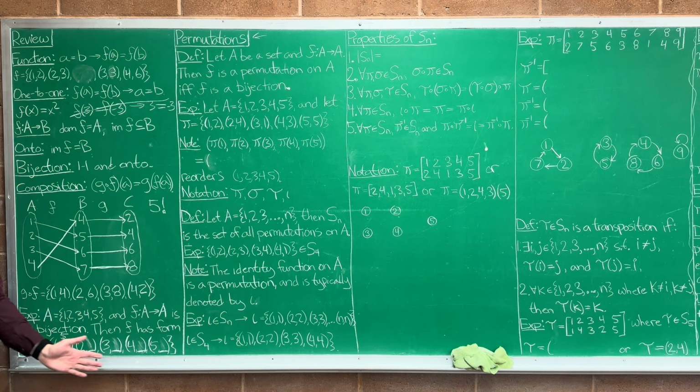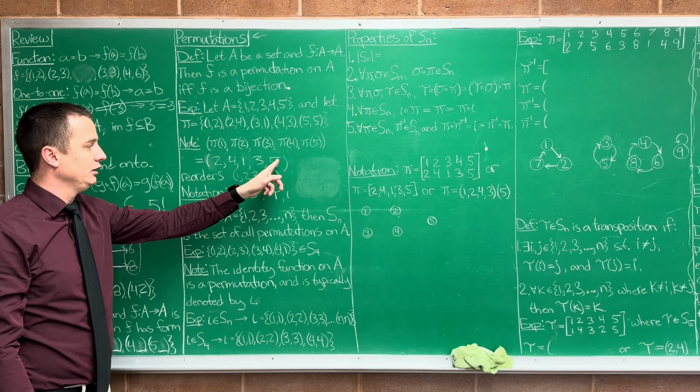Good so far? All right, what is pi of 2? 4. Perfect. What is pi of 3? 1. Pi maps 3 to 1. What is pi of 4? 3. Pi maps 4 to 3. And what is pi of 5? 5. And so if I were to write out the list, what does pi map 1 to, 2 to, 3 to, 4 to, 5 to? It would be this list. 2, 4, 1, 3, 5. It mapped 1 to 2, 2 to 4, 3 to 1, 4 to 3, 5 to 5.